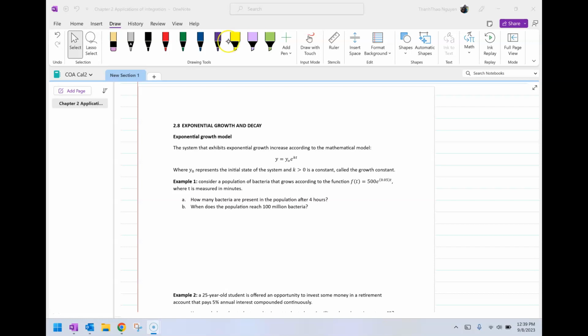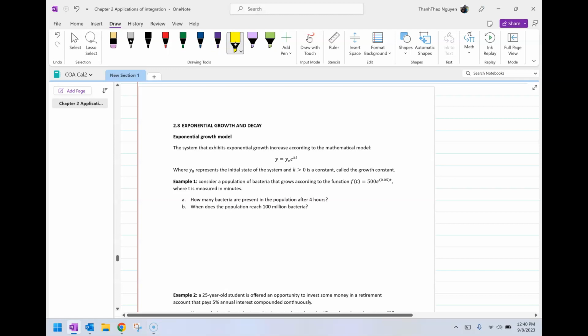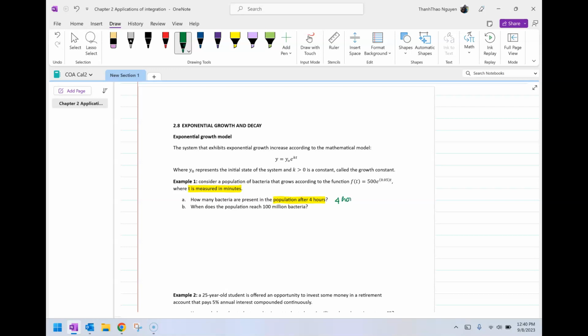Well, first of all, we're talking about the population after 4 hours, but we are given that t is in minutes. So we need to change the 4 hours into minutes. 4 hours equals 4 times 60, which equals 240 minutes.